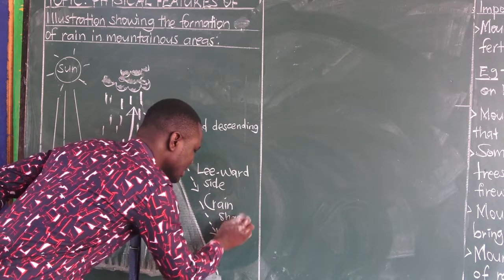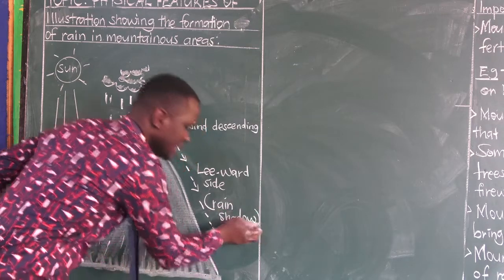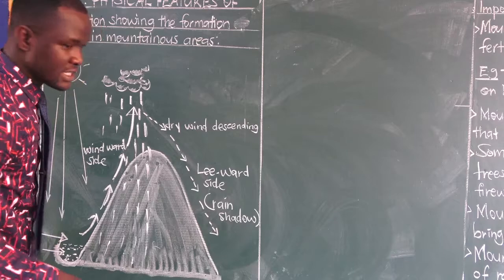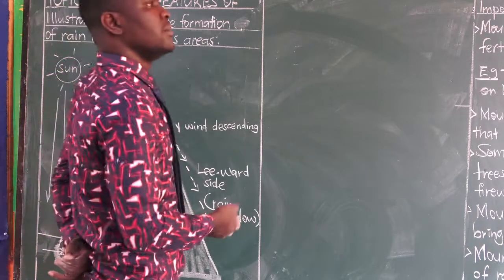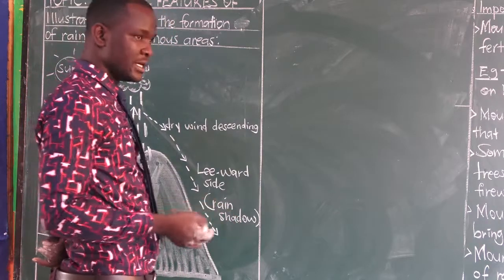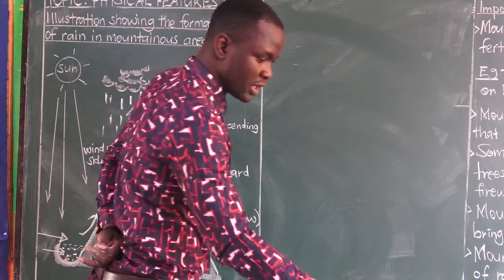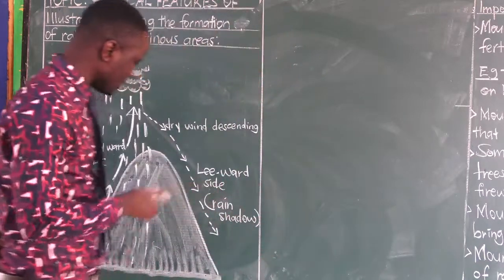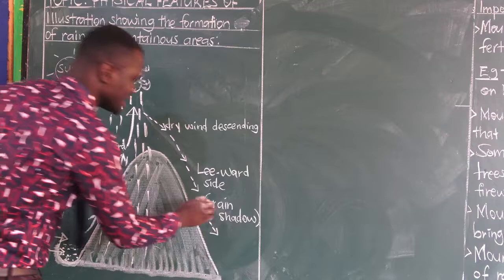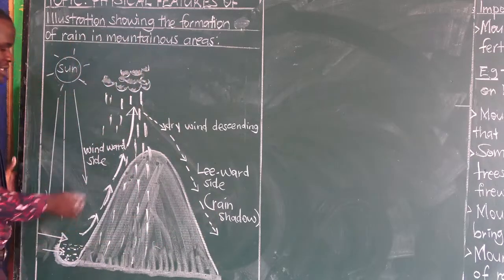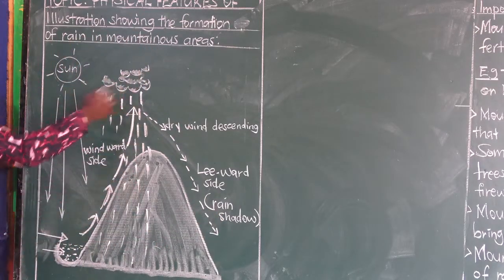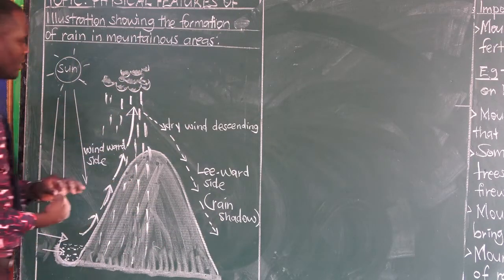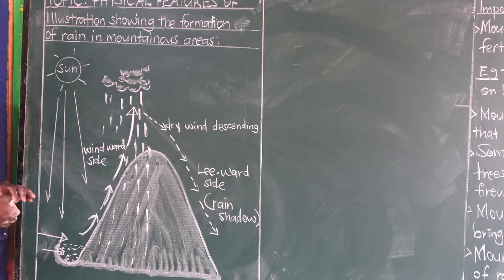Rain shadow. Remember, a shadow is not a real object. For example, when you stand and the sun is shining, you'll find that your shadow will be somewhere. Is that you? No. That is your what? Shadow. So also here, we are having this side as the rain shadow. But it's not the real rain. The real rain is received this way.